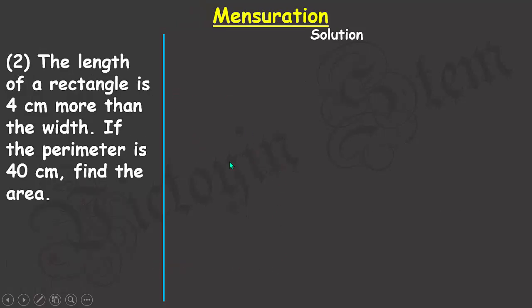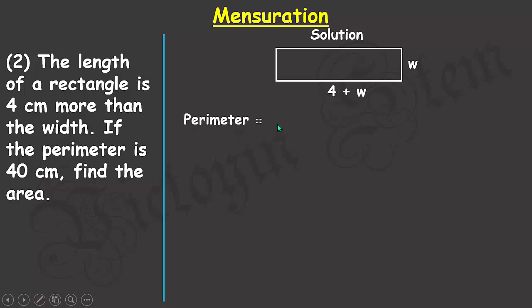Now to the second question, which will take us through mensuration. A rectangle was given, so I'll draw my rectangle, and I was told that the length of the rectangle is 4 centimeters more than the width. So if the width is w, the length becomes 4 plus w. You can decide to say w plus 4, it's still okay. Now, if that be the case, I can say the perimeter of a rectangle equals 2 into brackets the length plus the width. But remember, my length is 4 plus w.